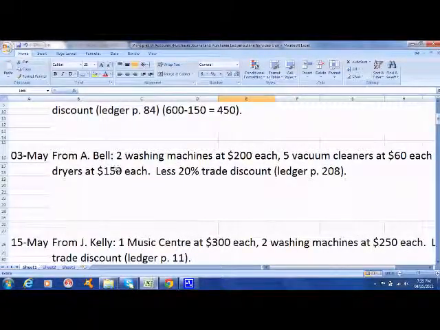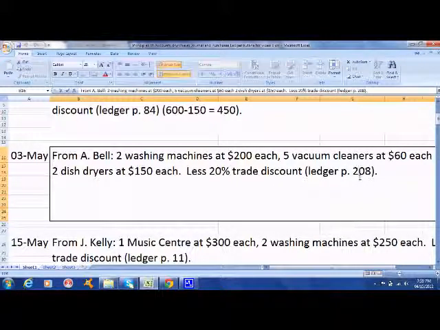May 3, from Abel, 2 washing machines. The 2 washing machines are 200 each. 2 times 200 equals 400. So you're going to have 400, plus 5 times 60 is 300. And 2 times 150 is 300, right? So you're going to add 300 again. Then it will equal what? 1,000.